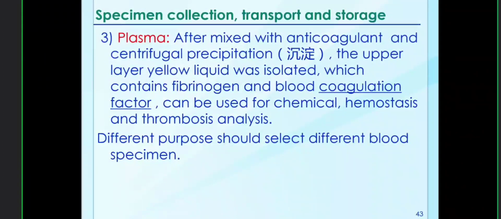Plasma. After mixing with the anticoagulant and centrifuge precipitation, the upper layer yellow liquid is isolated, which contains fibrinogen and blood coagulation factors, and can be used for chemical, hemostasis and thrombosis analysis. So according to the introduction about these three types of blood, different purposes should select different blood samples.